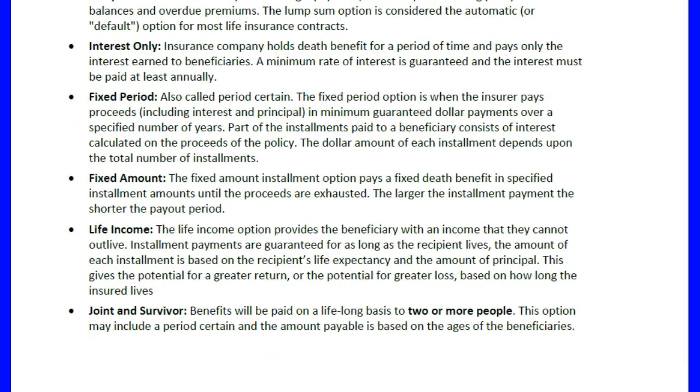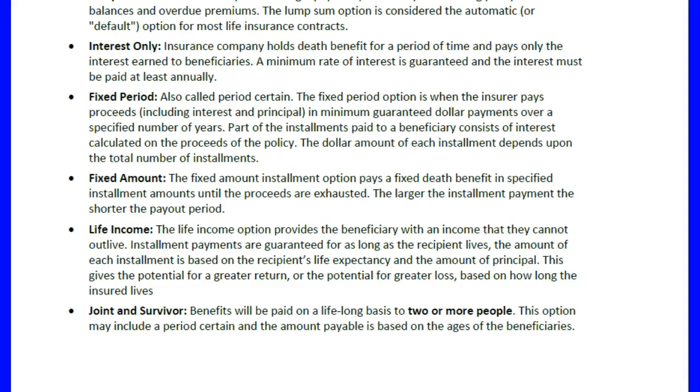A fixed period, what we call period certain. The fixed period option is when the insurer pays proceeds in a minimum guaranteed dollar payment over a specified number of years. Part of the installments paid to the beneficiary consists of interest calculated on the proceeds of the policy. The dollar amount of each installment depends upon the total number of installments. The fixed amount installments option pays the death benefit in specified installment amounts.